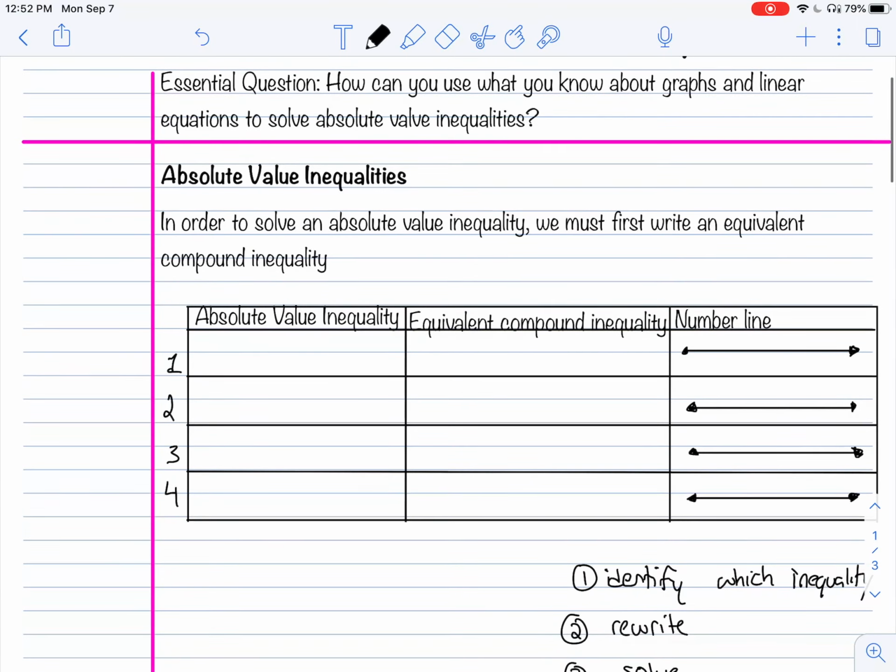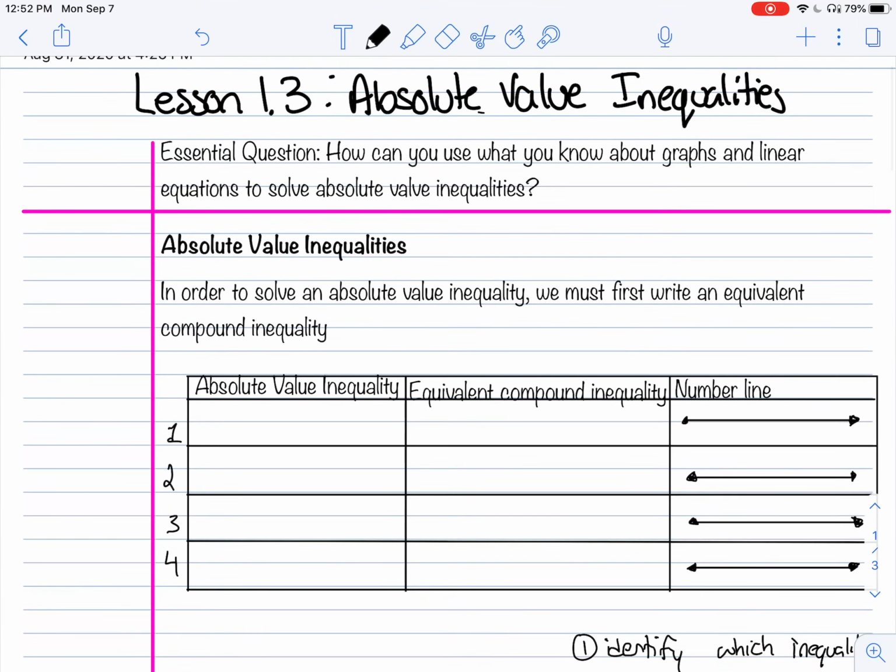So I've made a table here, and I suggest copying this table down into your notes because this is going to be your lifeline when you are solving absolute value inequalities. So we have four different types of absolute value inequalities, and basically the four different types break down into two types. So our first two types are when our absolute value is less than a certain number or less than or equal to a certain number.